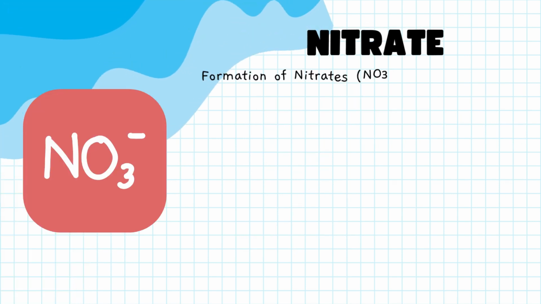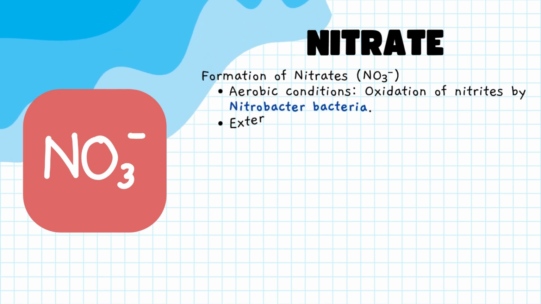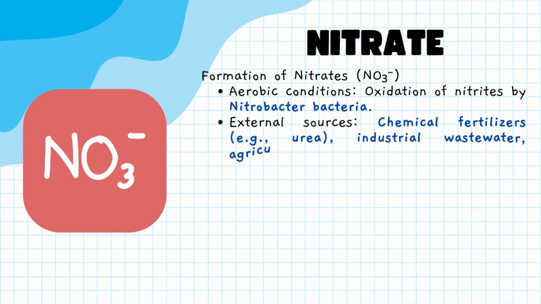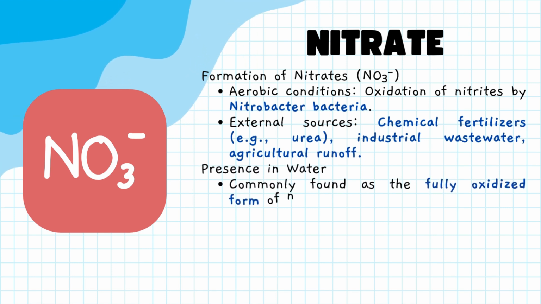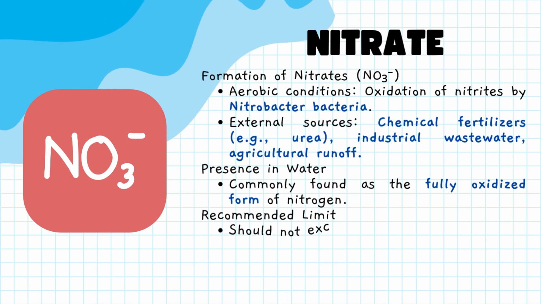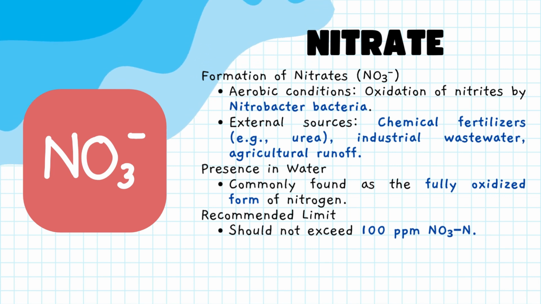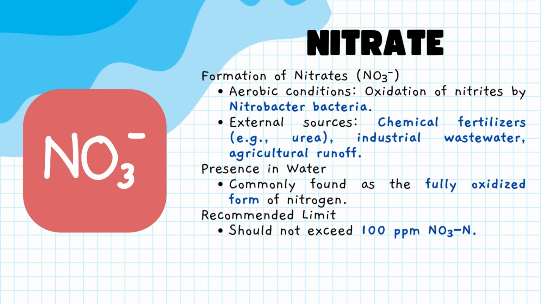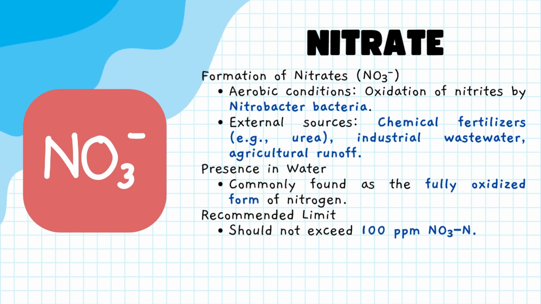For the nitrates, nitrates are the final oxidized form of nitrogen and are less toxic than ammonia and nitrites. However, excessive nitrates can lead to eutrophication, or the overgrowth of algae that depletes dissolved oxygen and negatively impacts water quality. So for the aerobic conditions, the formation of nitrates is through the oxidation of nitrites by, of course, the Nitrobacter bacteria. And for the external sources of nitrates, we have chemical fertilizers like urea, industrial wastewaters, and agricultural runoff.